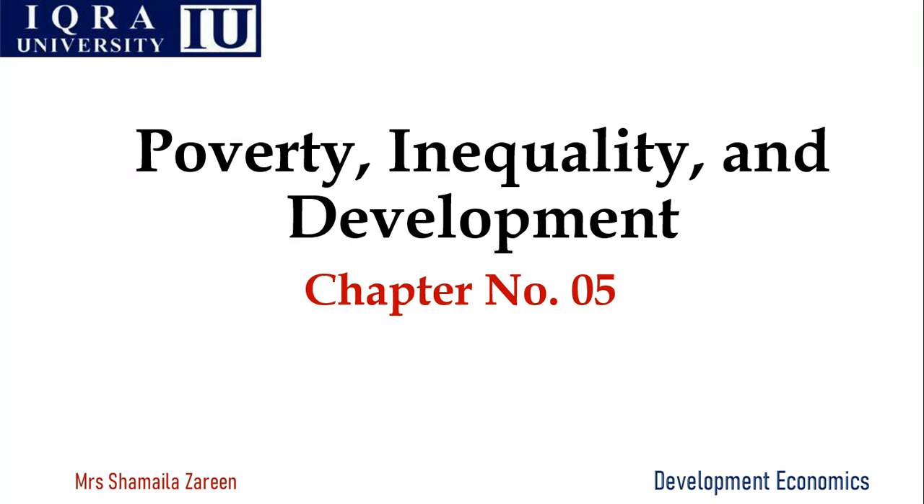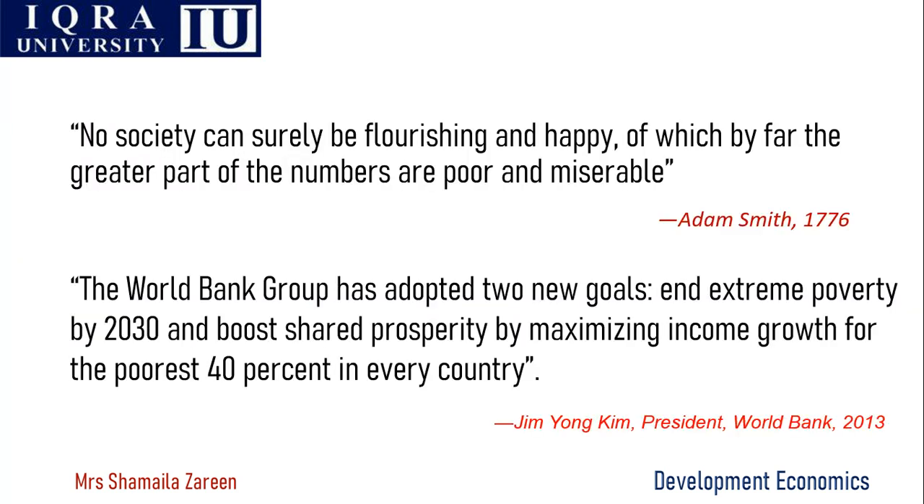The next chapter is also quite interesting, that is poverty, inequality, and development. This is chapter number 5 of Todaro and Smith. According to Adam Smith, no society can surely be flourishing and happy, of which by far the greater part of the members are poor and miserable.